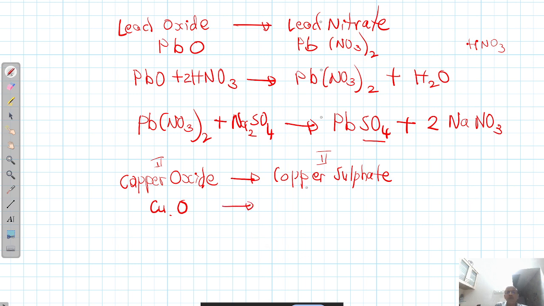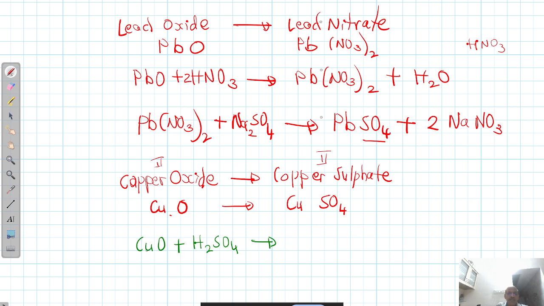Very good. Now copper sulfate. You put Cu and sulfate is SO4. What is the sulfate valency? It is 2, because in H2SO4 there are 2 hydrogen atoms. Copper is also 2, so the 2s will get cancelled and it becomes CuSO4 only. Got it? Now, how do you get CuSO4 from CuO? Very simple. CuO plus, you have to get SO4, so the best way is to add H2SO4.